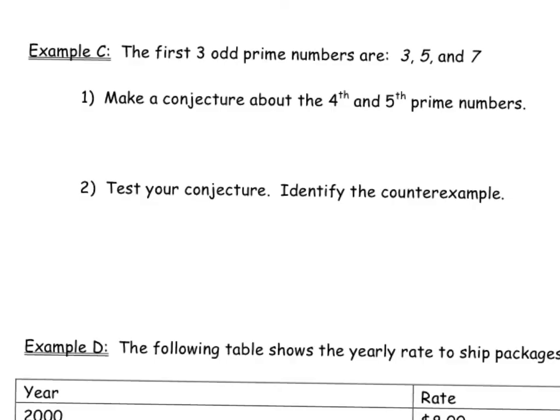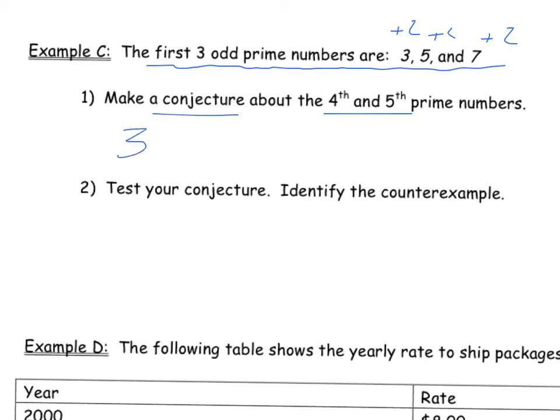So if I want to make a conjecture about the 4th and the 5th odd prime numbers, when I know that the first 3 odd prime numbers are 3, 5, and 7, some people might look at that and say, all these numbers are just going up by 2. 3 plus 2, 5 plus 2, 7 plus 2. We can continue that pattern. So some people might think that the fourth and fifth prime numbers are actually, we've got 3, 5, 7, add 2, I'd get 9, add 2, I'd get 11.